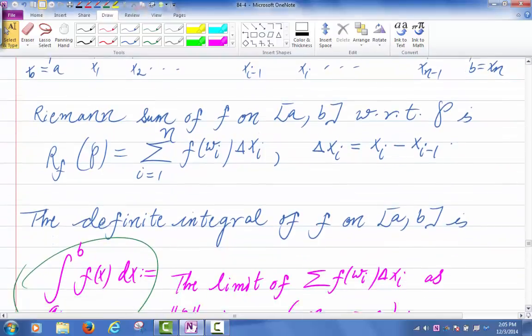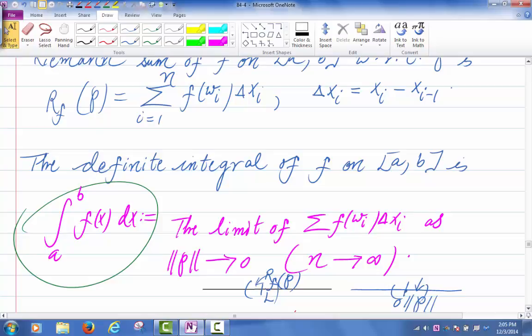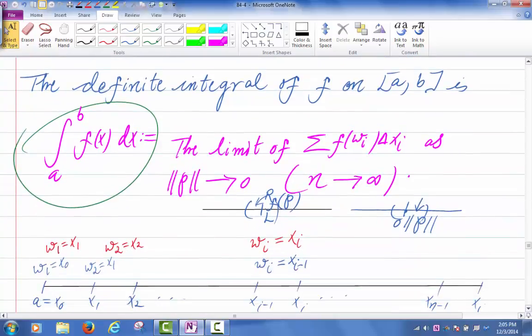And what's the definite integral of f? Well, the definite integral of f on the interval from a to b is denoted by this symbol, which we read as the integral of f of x from a to b. Okay, and it is defined by the limit of the Riemann sum as the mesh of the partition goes to 0. This is not the kind of limit you've seen before.